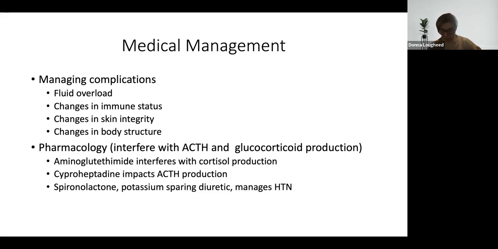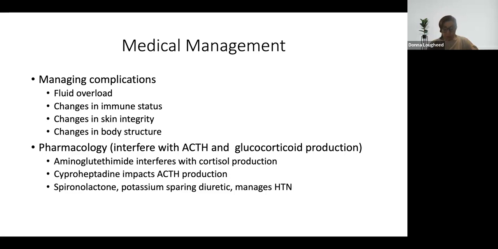Now, there are some medications that interfere with ACTH and glucocorticoid production, and that's what we use in the treatment of hyperfunction. There are two examples given. The glutamide interferes with cortical production, and then the criprohepidine impacts ACTH production. I don't expect you to memorize those two meds, but you have to know that there are medications out there that do suppress adrenal cortex hormone production.